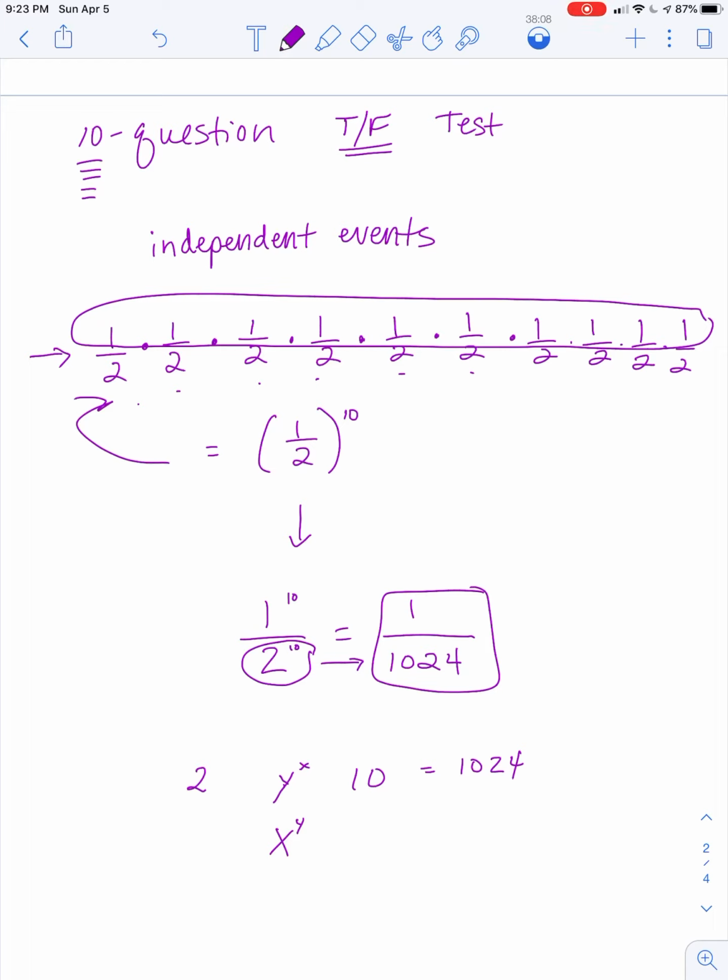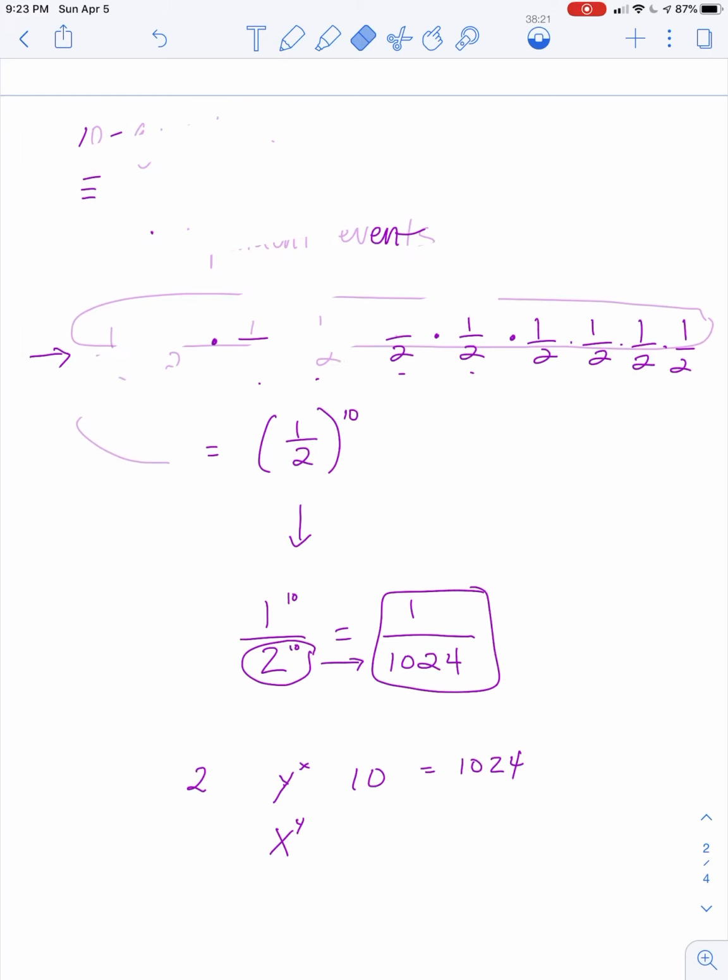So you don't have a very good chance of doing very well on this test if the chances that you're going to answer all 10 questions correctly is 1 in 1024. Probably not going to do so well. Okay, so that's that one. Now we're going to go back up to the top and do a few more notes.